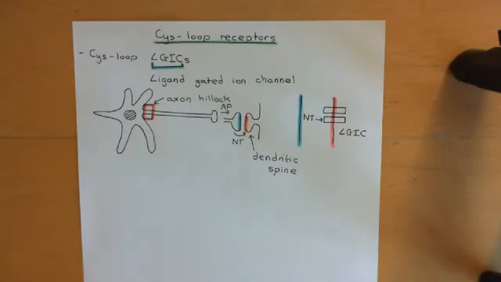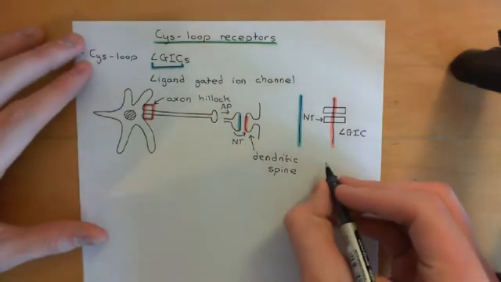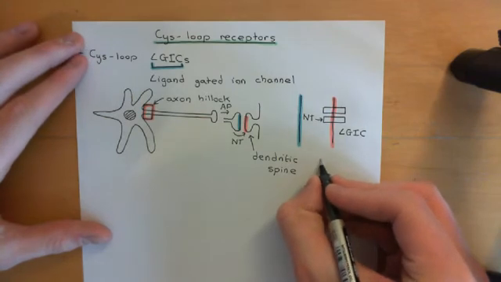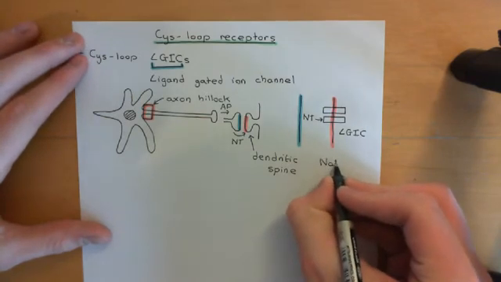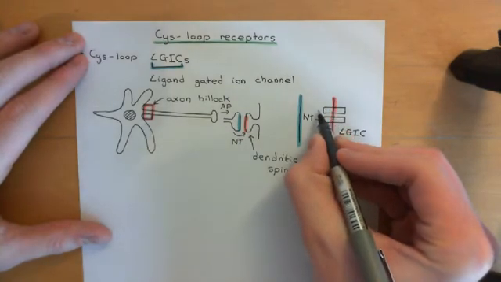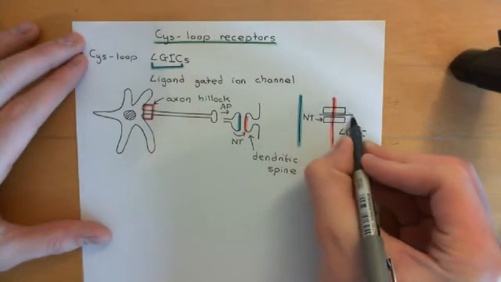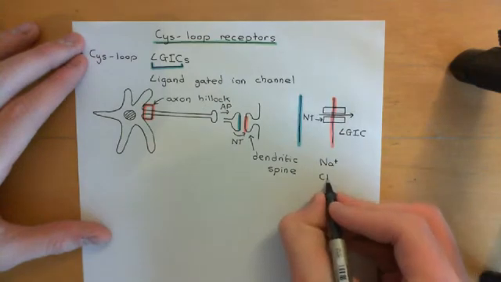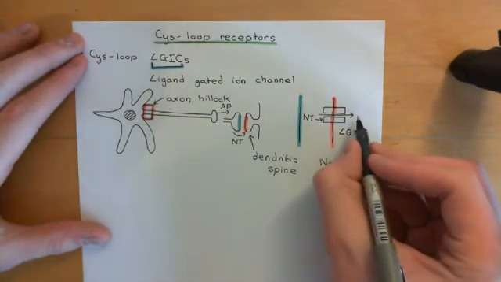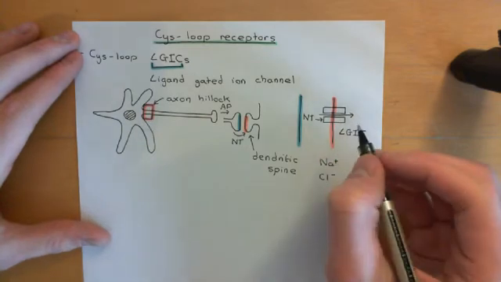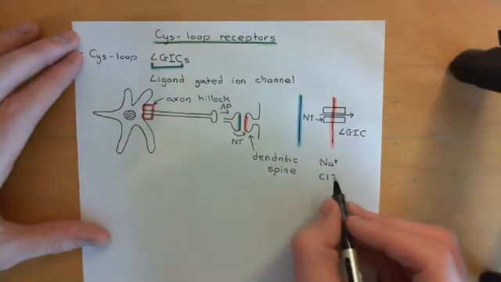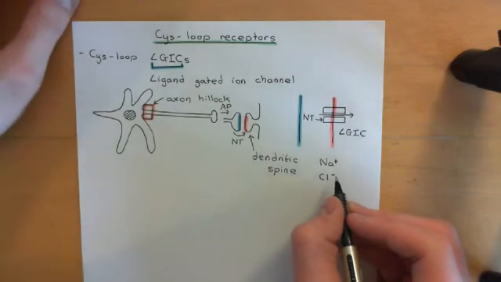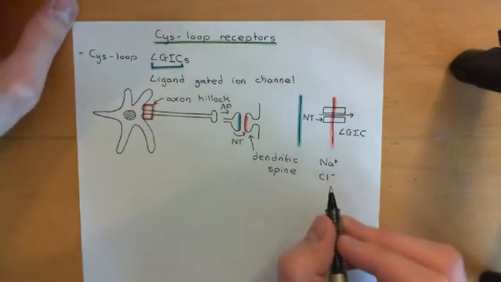Okay, now usually these currents are going into the cell, so usually it will either be a sodium current going into the cell or a chloride current going into the cell. Okay, so usually ligand-gated ion channels are going to either let in sodium ions, so sodium ions will move from the extracellular fluid into the intracellular fluid, or they will let in chloride anions from the extracellular fluid into the intracellular fluid. And the movement of these ions into the cytoplasm of the cell is going to affect the electrical potential difference across the cell membrane.